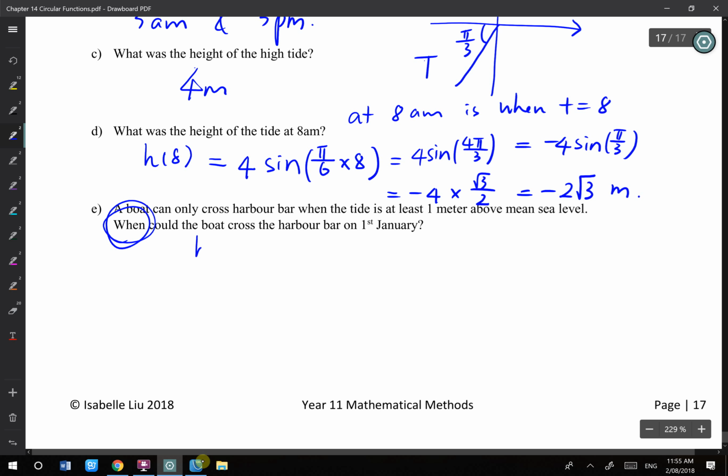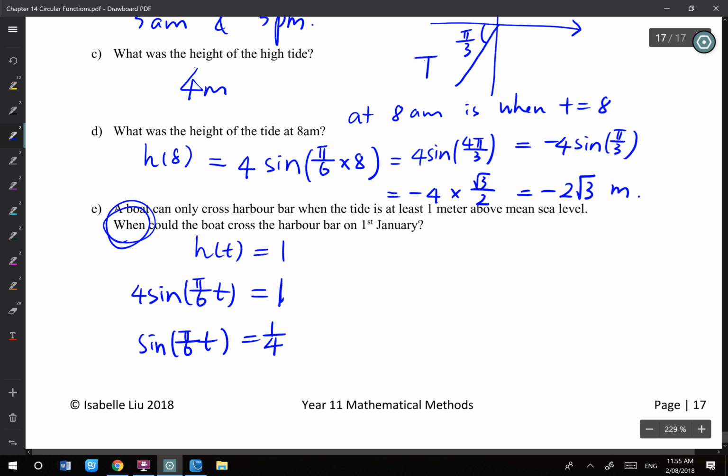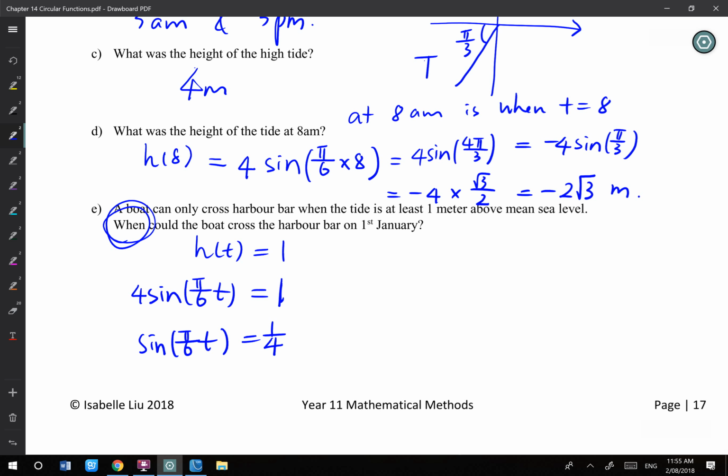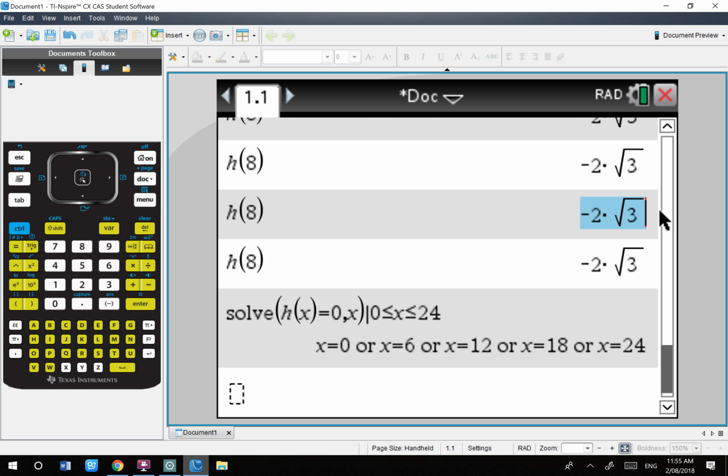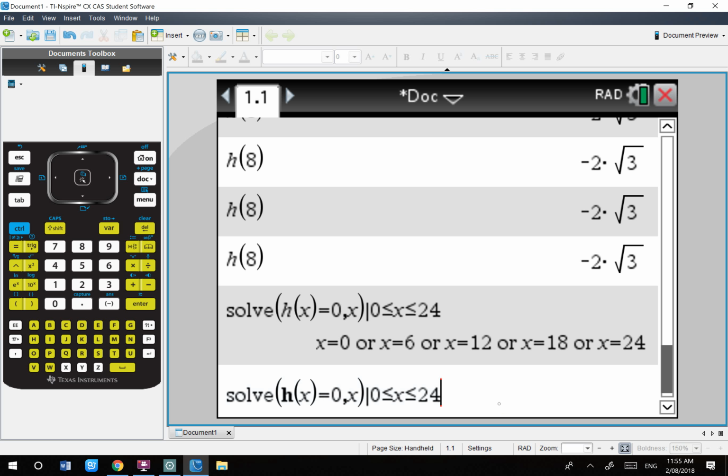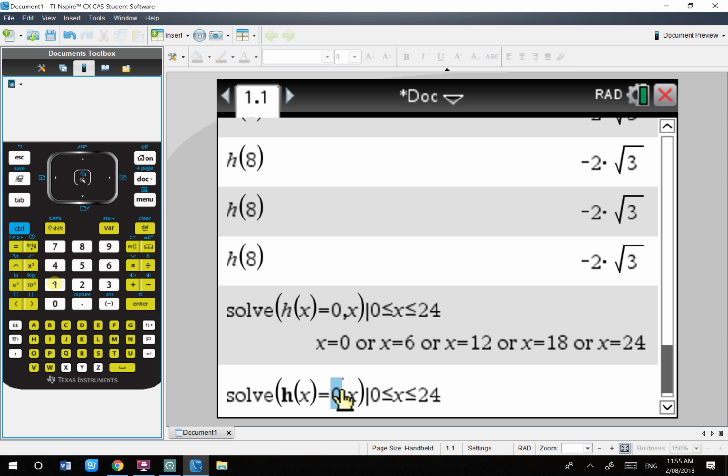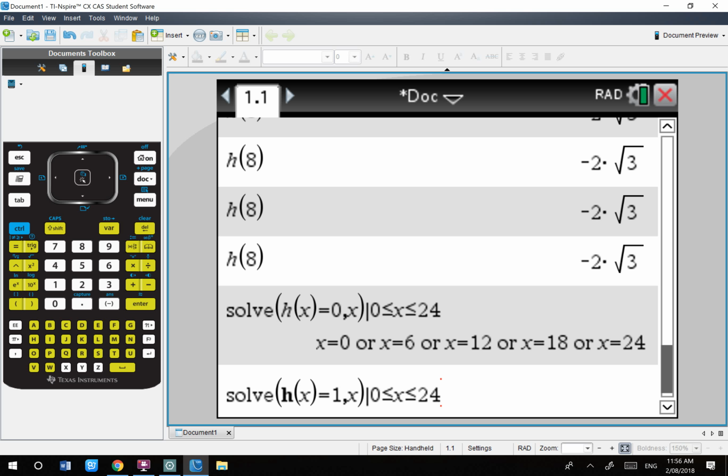What I need is HT equals to 1 meter. Which is 4 sine pi on 6t equals to 1 meter. If you rearrange it, sine pi 6t equals to a quarter. A quarter is not a special value for sine. I can't solve it by hand. I need calculator to do that. So on the calculator, I just copy whatever I have here and make the value become 1. I won't change anything else. Just height equals to 1 for those 4 times.